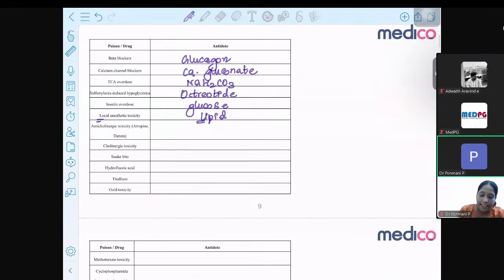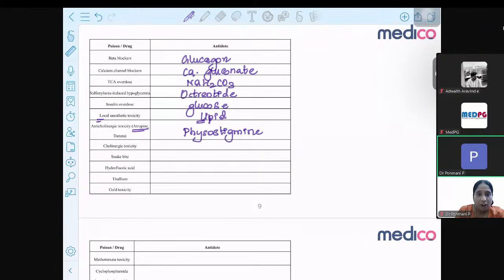And for anticholinergic toxicity, that is otherwise called atropine toxicity, which can also be asked as datura poisoning, what are you going to give? I'm going to give an acetylcholinesterase inhibitor, which is physostigmine. Why physostigmine? Because physostigmine is the one which is going to cross the blood-brain barrier. Neostigmine acts only peripherally. So I'm going to antagonize the CNS effects also. Therefore, I'm going to give physostigmine.